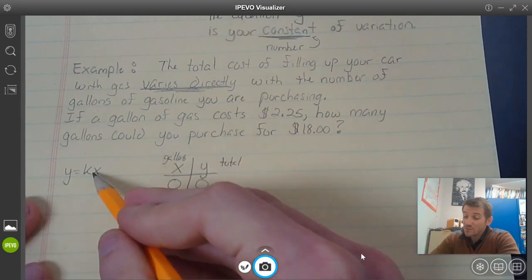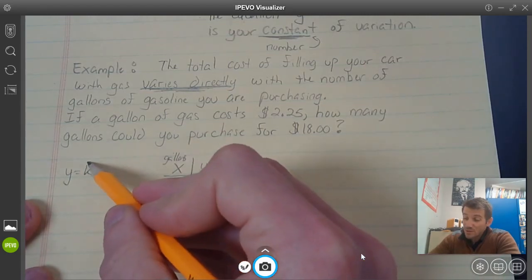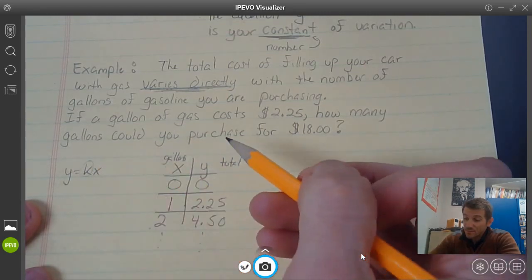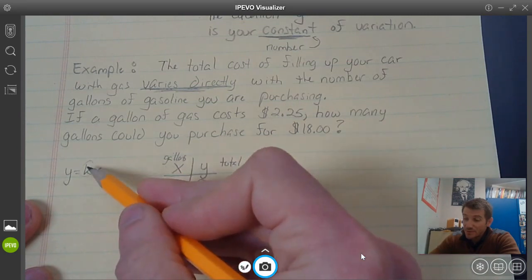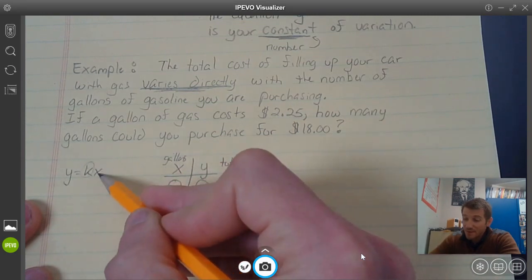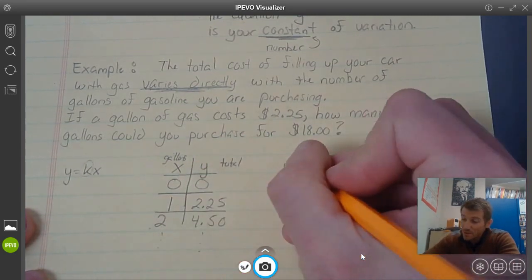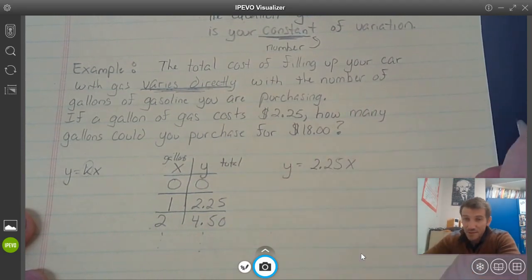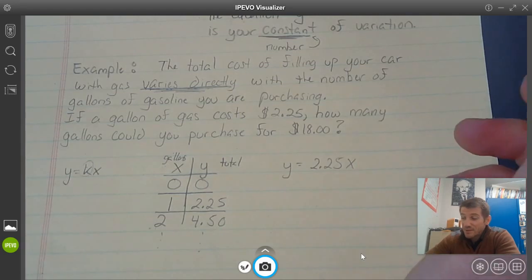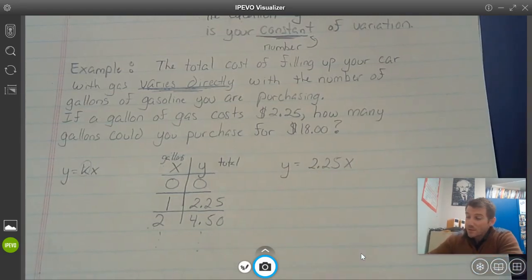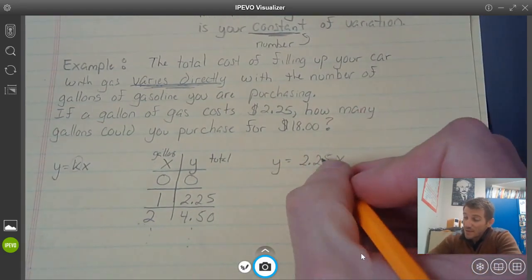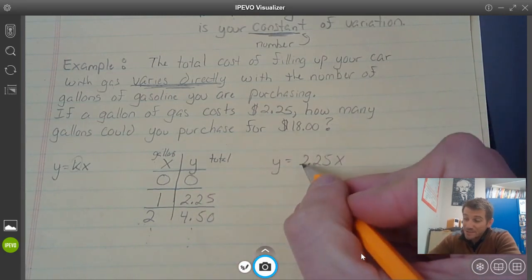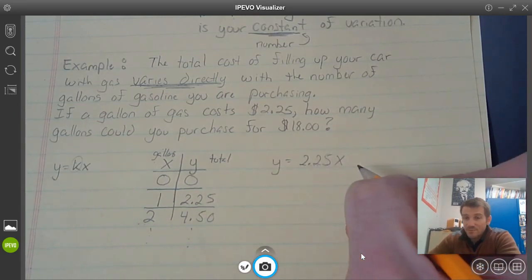But we can also use this formula. What is our constant of variation? Well, how much is it per gallon? It's a number per gallon. Well, we know it's y equals $2.25 per gallon. That's your equation. It's that simple. There's a constant right there. Okay, so your constant of variation is $2.25.